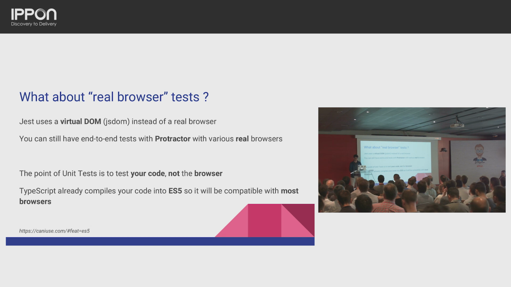So you can tell me Jest uses a virtual DOM. How am I sure that my code will still be compatible with my browser? The answer is that yes, Jest doesn't run the tests in a real browser like Chrome or Firefox. But for us, the point of unit tests is not to test browser compatibility, it's to test your code, your logic in your code. So you shouldn't have to do compatibility tests with unit tests on the front side. If you want to test the browser, you can use Protractor to run real end-to-end tests with a real browser with real user actions.